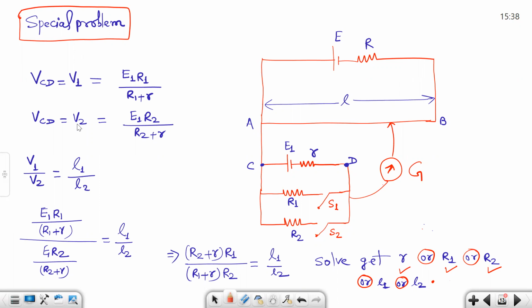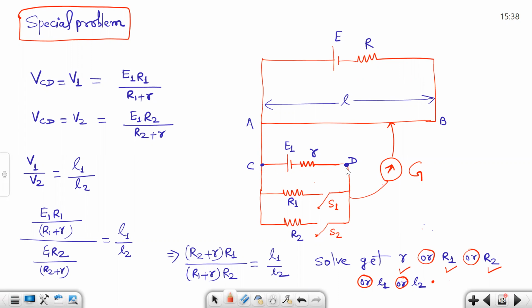Suppose this is V2, that will be E1 R2 by (R2 plus r). Now what we do, we use the EMF comparison concept, V1 over V2 equal to L1 over L2. Our V1 is E1 R1 by (R1 plus r). This result you can find by applying Kirchhoff's voltage law in this circuit. When switch S1 is closed, just apply KVL in this circuit and get this result.